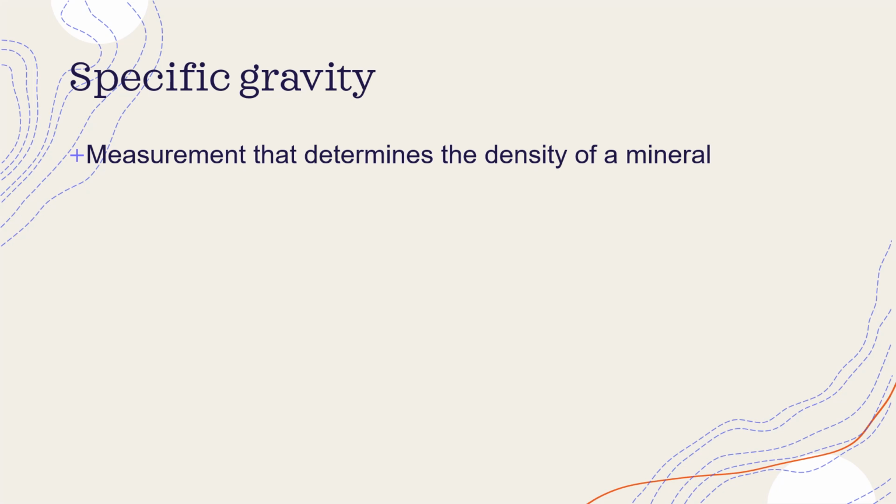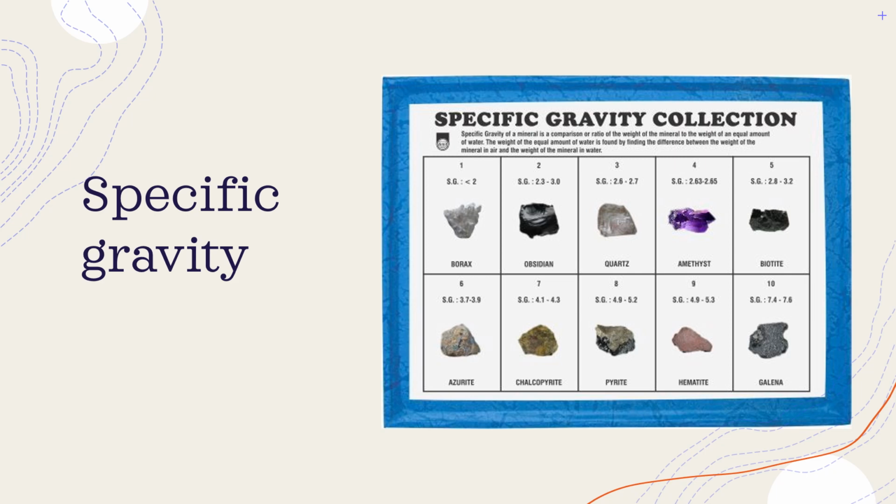And then we have specific gravity. Specific gravity is a measurement that determines the density of a mineral. Two minerals may have the same size, but their weight would be different. Specific gravity is determined by comparing the weight of a mineral relative to the weight of an equal volume of water using this formula. As you can see here in this picture, these are different representative minerals and their corresponding specific gravity.